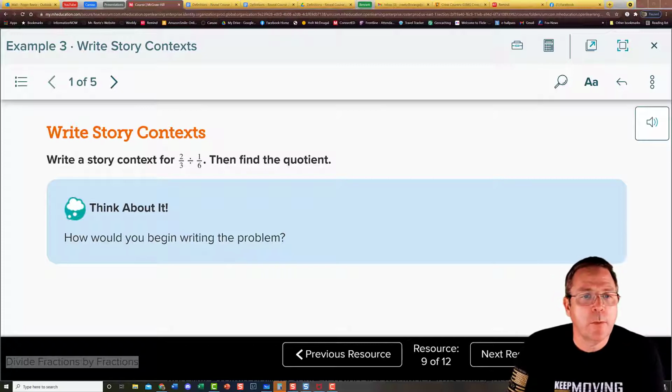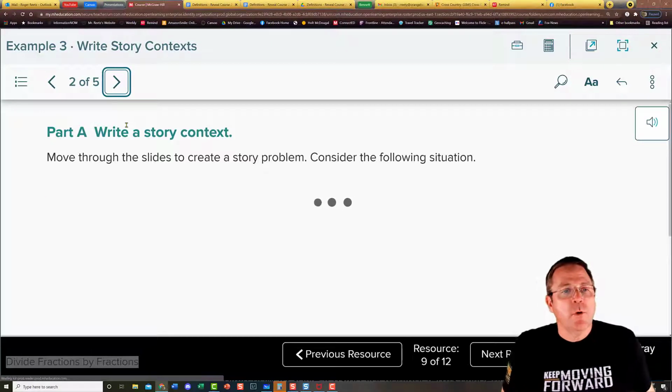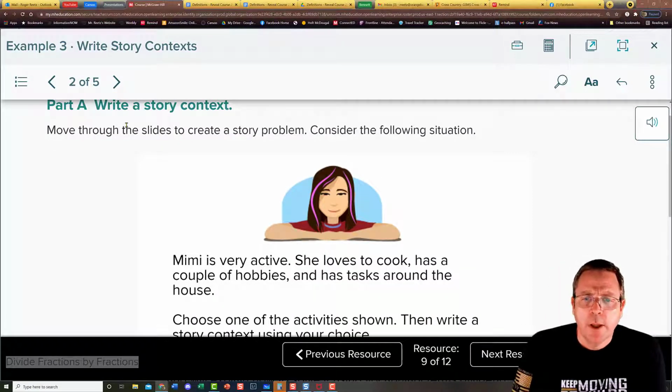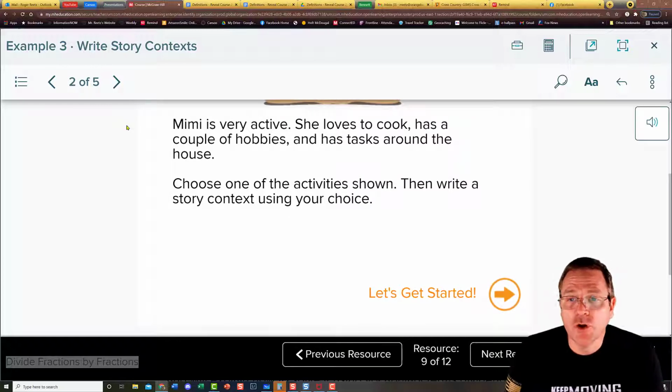Write a story problem for 2/3 divided by 1/6. And they went further into explaining what they wanted to do. They said Mimi is very active. She loves to cook, has a couple of hobbies, and has tasks around the house. Consider one of the activities shown and then write a story context using her choice.